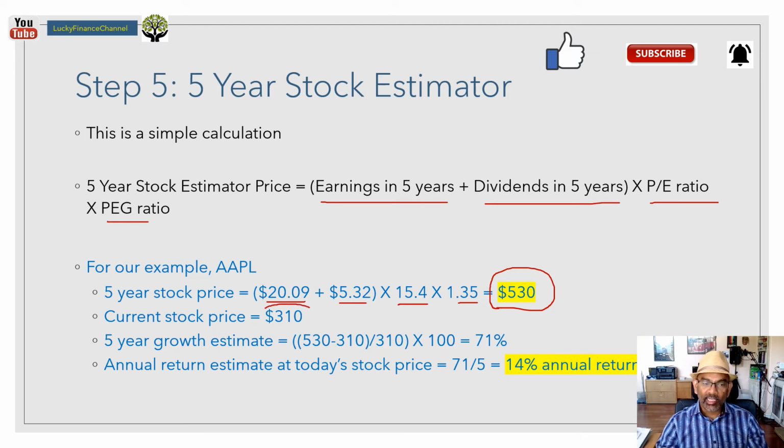Now the current stock price as I'm recording this is around $310. Obviously that's going to change day to day. But if you want to calculate what the 5-year growth rate would be if you bought Apple stock at $310, you take the 530 5 years from now, minus the 310 today, divide that by the 310, multiply by 100, and you get 71%. Or if you just average that over 5 years, you divide by 5 and you get a 14% annual return. So basically, if you're buying Apple at $310 today, 5 years from now, Apple will be around $530, which would give you roughly a 14% annual return, which is pretty good. Okay.